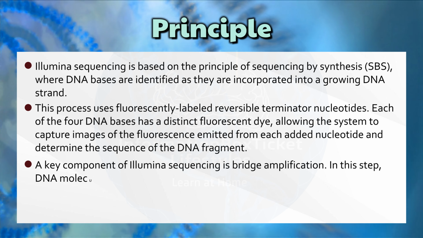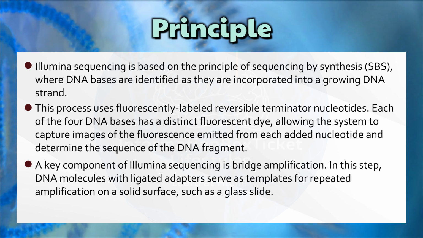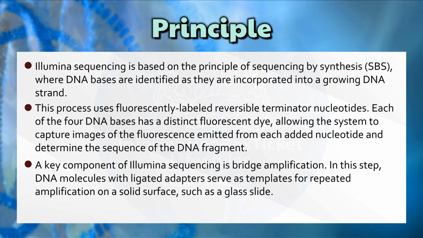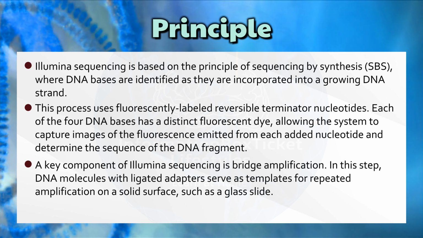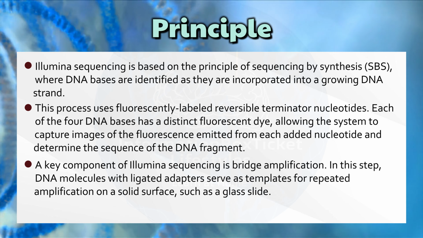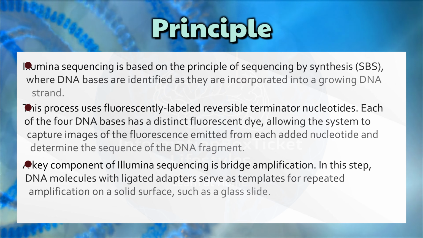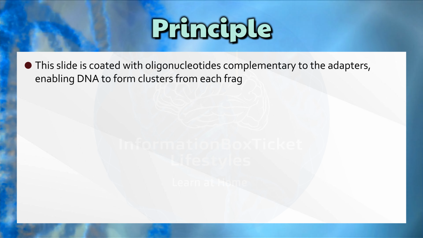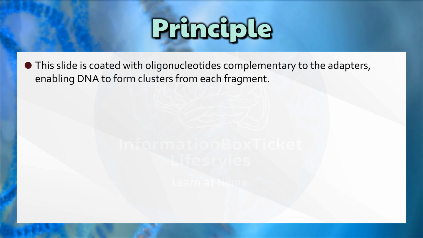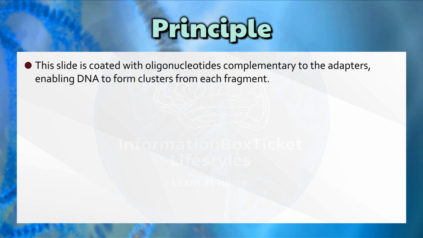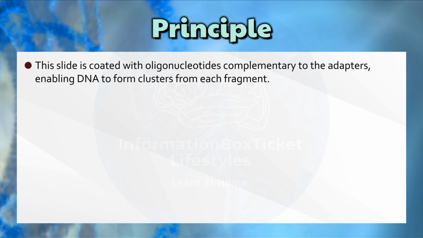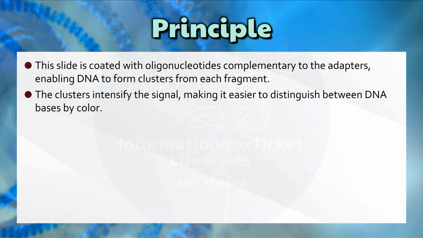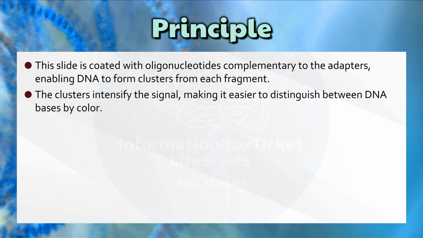A key component of Illumina sequencing is bridge amplification. In this step, DNA molecules with ligated adapters serve as templates for repeated amplification on a solid surface, such as a glass slide. This slide is coated with oligonucleotides complementary to the adapters, enabling DNA to form clusters from each fragment. The clusters intensify the signal, making it easier to distinguish between DNA bases by color.